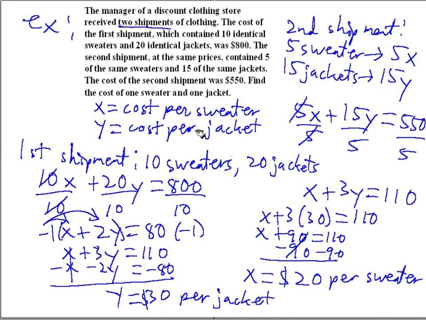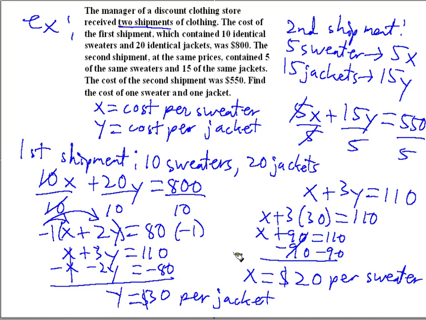So again, we broke this problem up into steps. First, we identified the variables here. I want to know the cost of one sweater, call that X. I want to know the cost of one jacket, call that Y. And we broke this up into two shipments, and for each shipment, I'm able to get an equation out of it, and then solve the system of equations here. Okay? Let's try another one here.